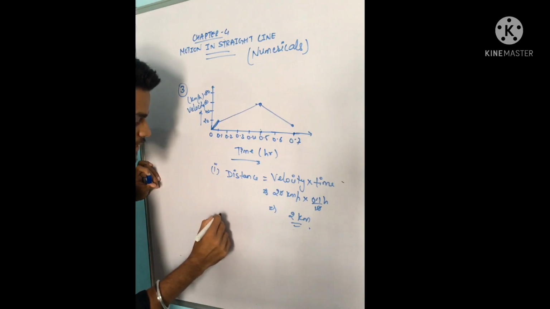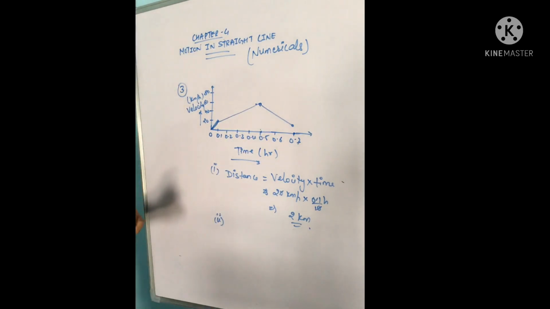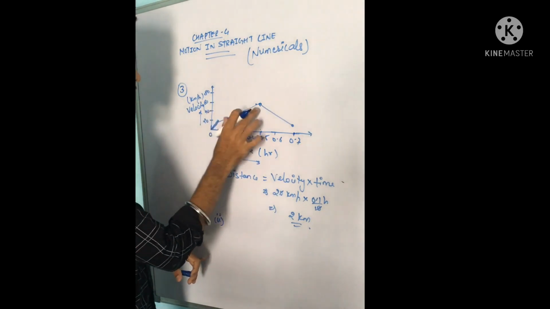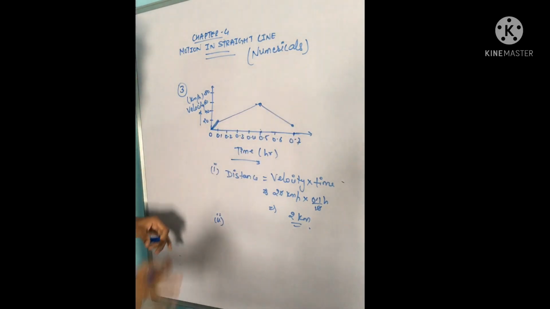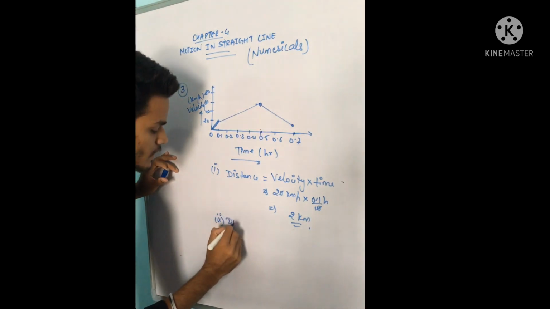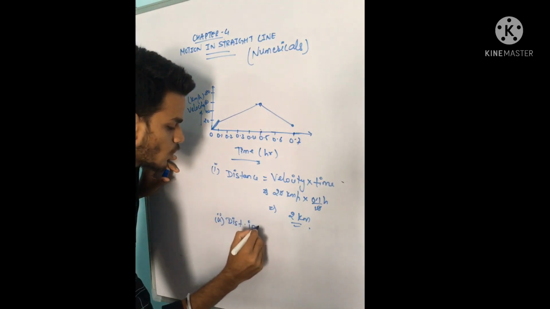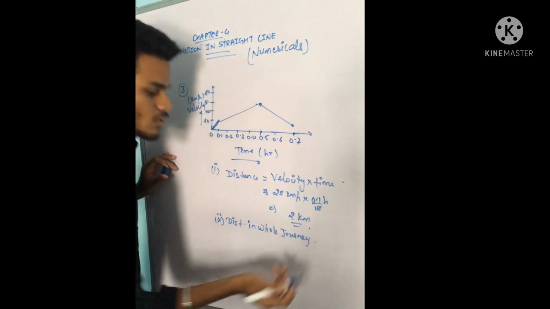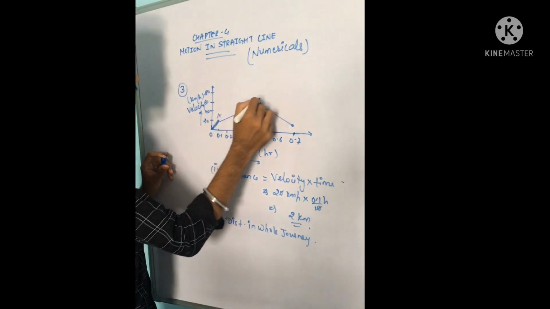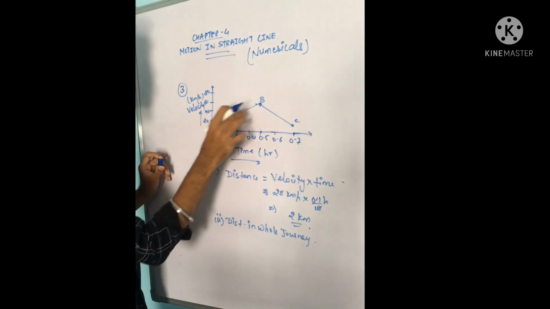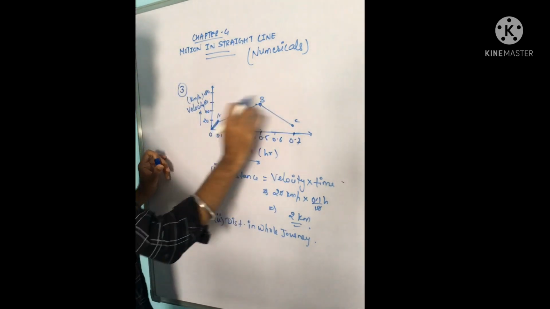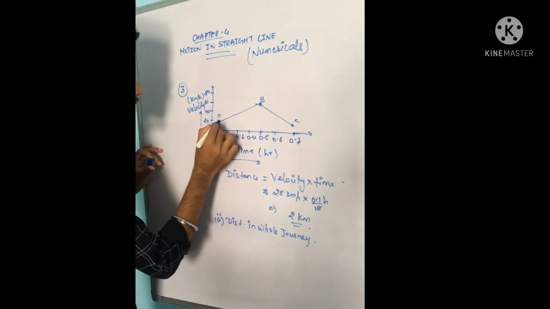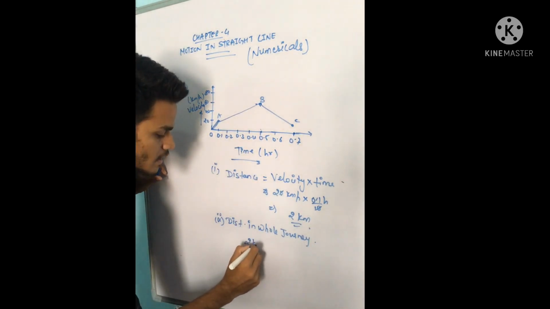Now moving on to the second part. The second part is how much distance the car moves in the whole journey. So how to find the distance moved in the whole journey? Mark it as A, B, C. If we calculate this much distance, then we will get the total path. So first of all we got this path as 2 kilometers.